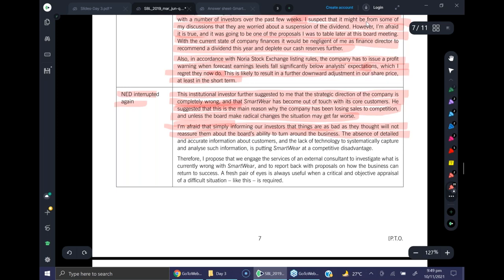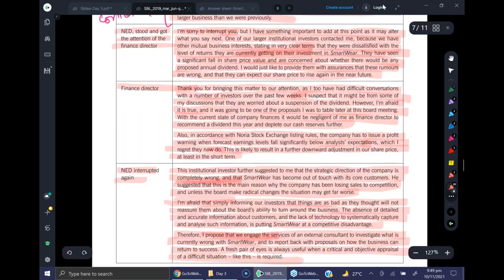The absence of detailed and accurate information about customers and the lack of technology to systematically capture and analyze such information is putting SmartWare at a competitive disadvantage. Therefore, I propose that we engage the services of an external consultant to investigate what is currently wrong with SmartWare and to report back with proposals on how the business can return to success. A fresh pair of eyes is always useful when a critical and objective appraisal of a difficult situation like this is required. All right, this concludes Exhibit 2.